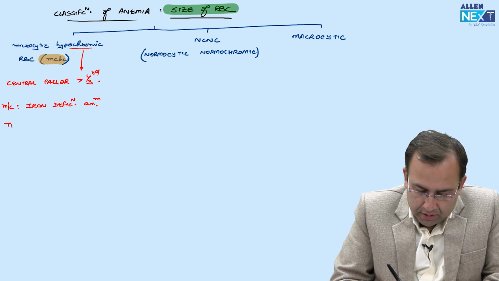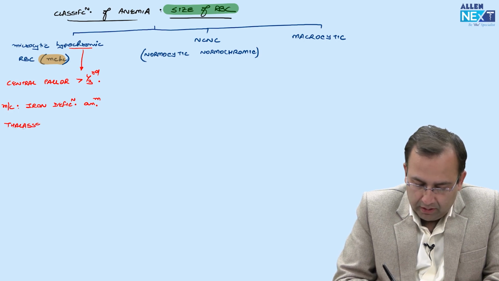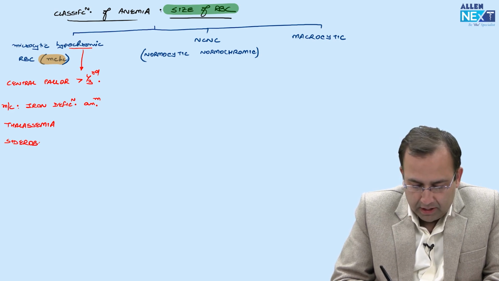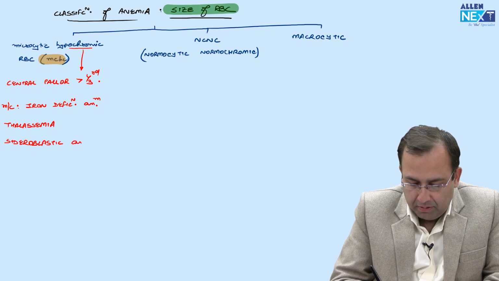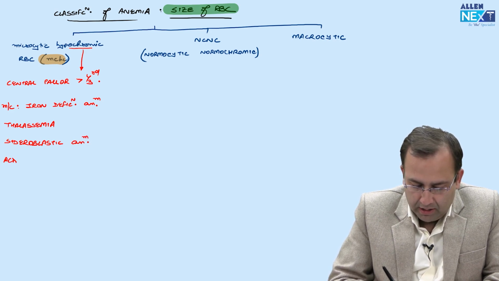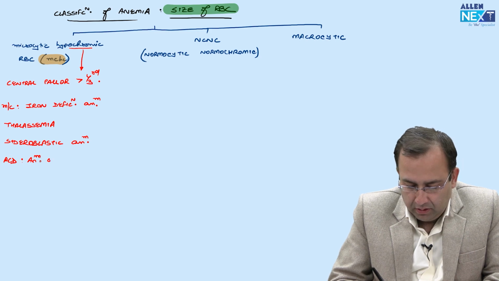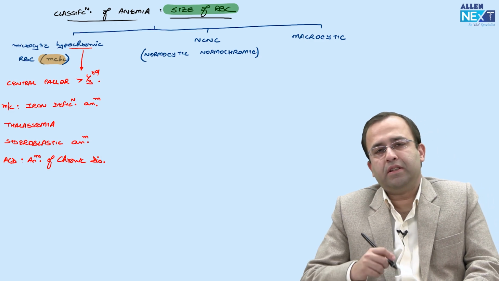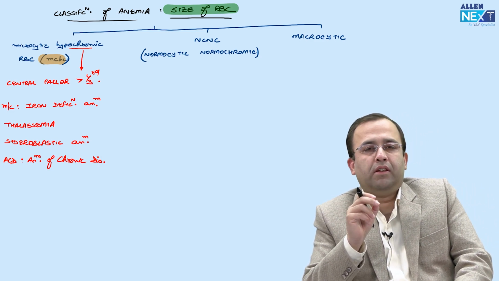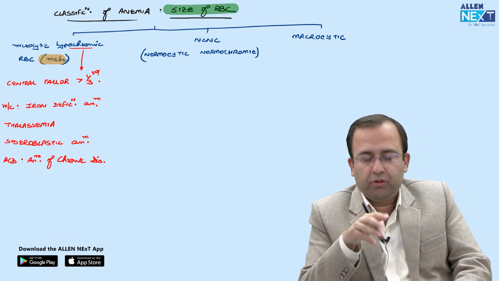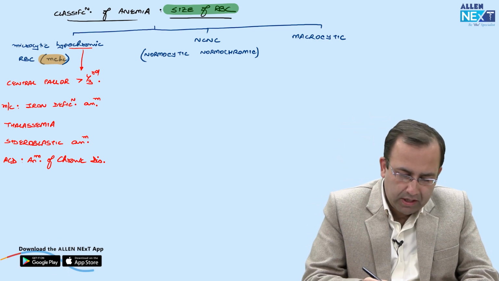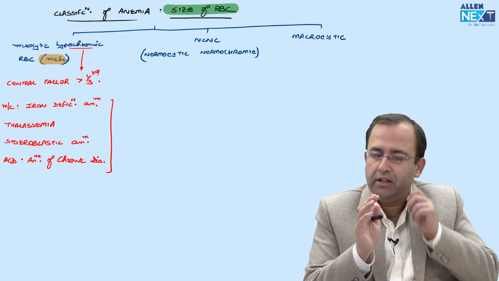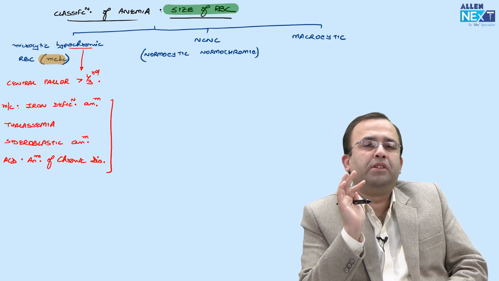Followed by other causes are thalassemia, sideroblastic anemia, and ACD, that is anemia of chronic disease. So causes of MCHC, causes of microcytic hypochromic anemia. Some people remember it as SITA also. This is SITA. Personally, I dislike it because you always have to go from most common to least common.